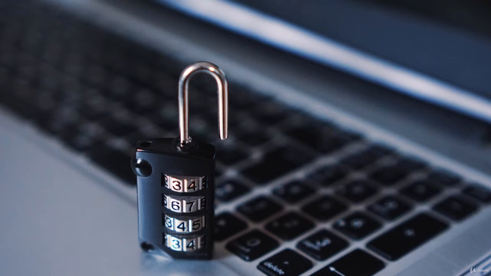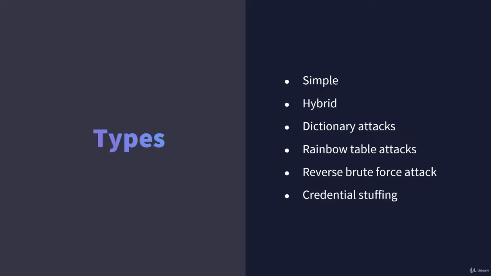This is a very simple example of how trial and error works and how to crack a lock, but let's get back to our digital world and see what types of brute force attacks are out there. We have 6 main categories. The first one is a simple brute force attack. This uses a systematic approach to guess that doesn't rely on outside logic.